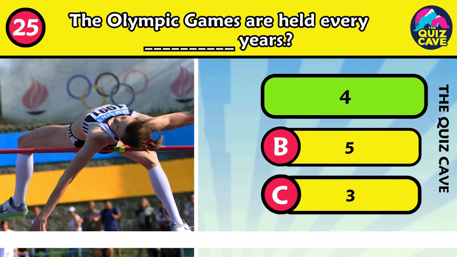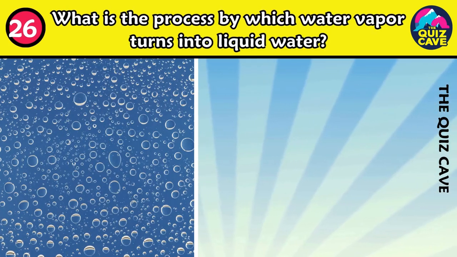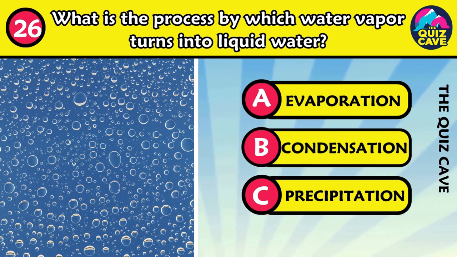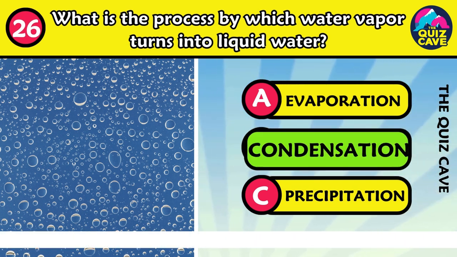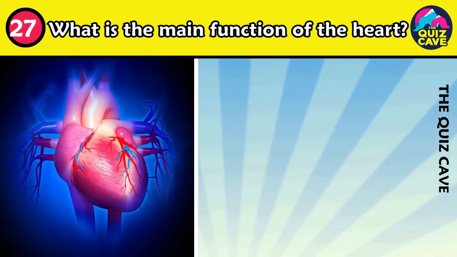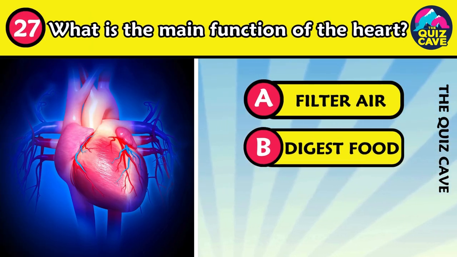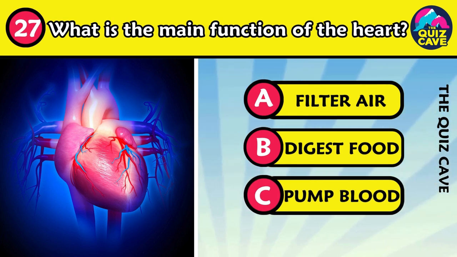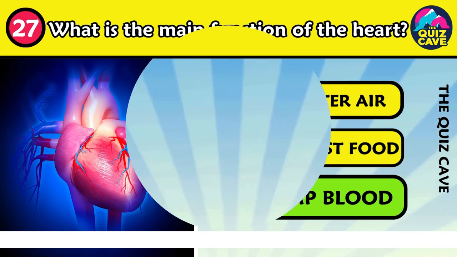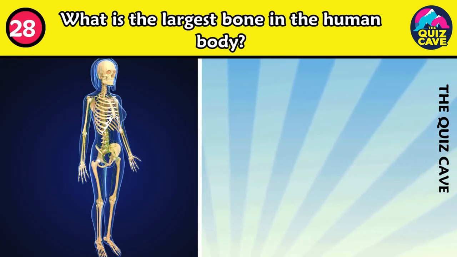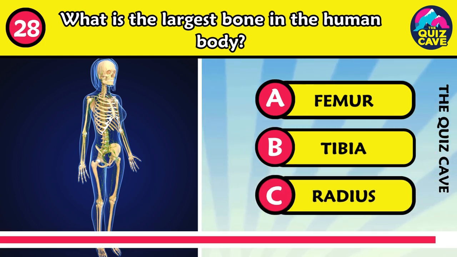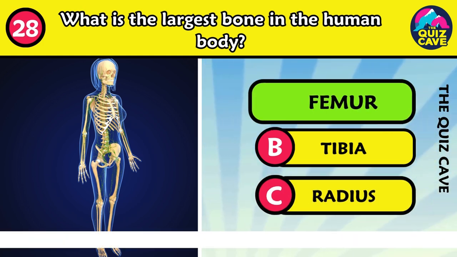4 years. Well done. What is the process by which water vapor turns into liquid water? Condensation. What is the main function of the heart? It pumps blood. What is the largest bone in the human body? Femur.